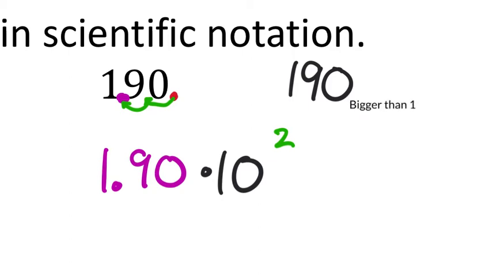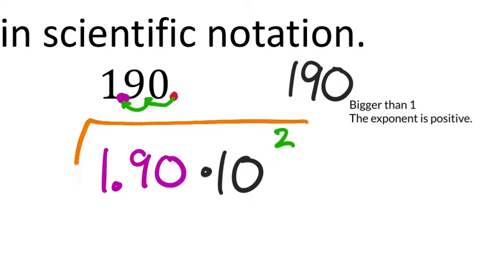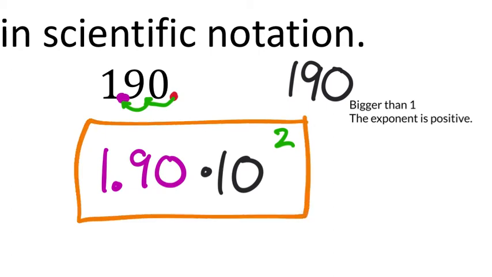Bigger than 1. So that tells us that the exponent is positive. Now, you don't have to put a positive sign here. You just keep it as 2, which means it's positive. And this is formal scientific notation to represent 190.